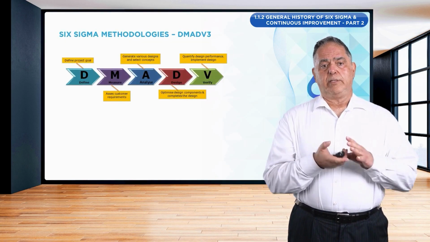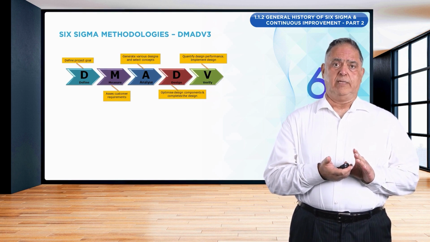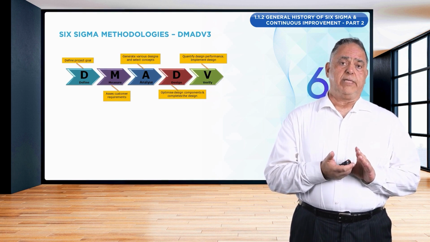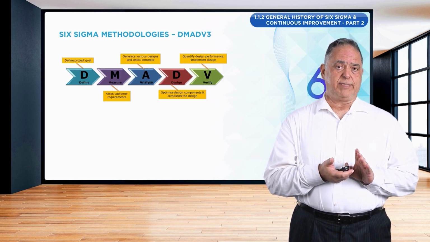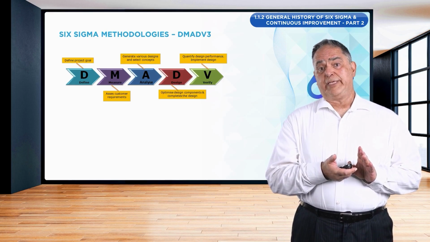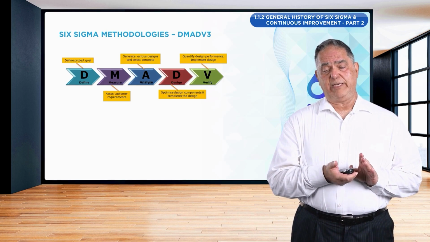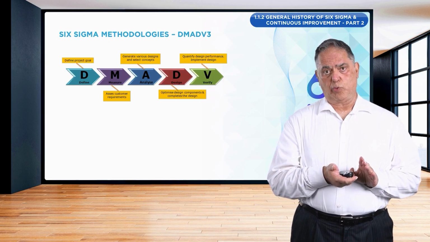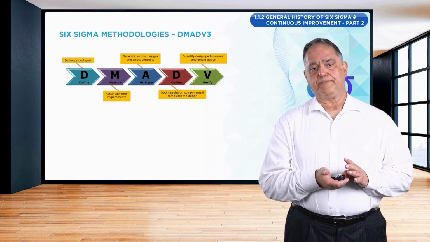This is the other Six Sigma methodology, DMADV. This refers to what we saw earlier as DFSS, Design for Six Sigma. There are 13 variants in Design for Six Sigma, but DMADV is the most common one, and this is the one that we're addressing in our course.